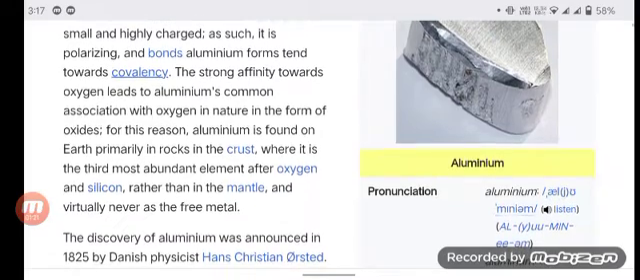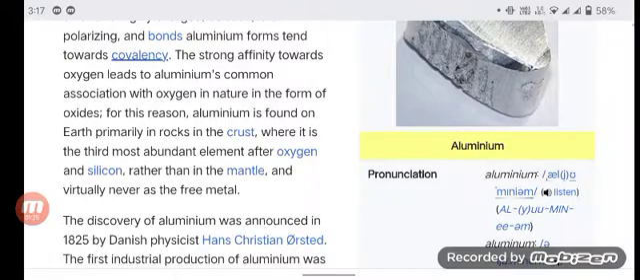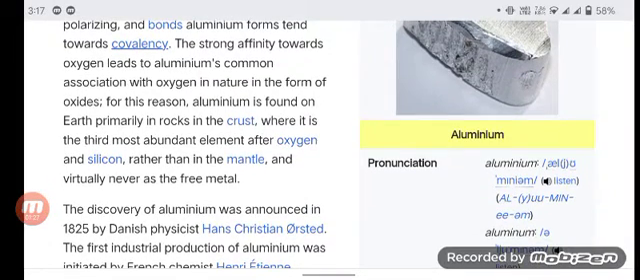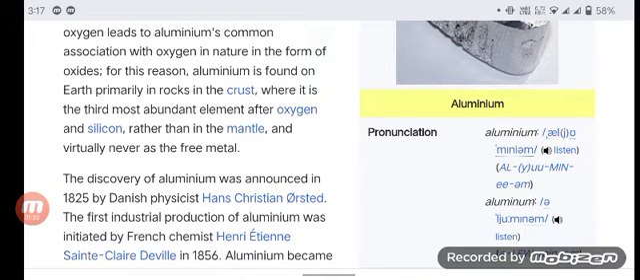For this reason, aluminium is found on Earth primarily in rocks in the crust, where it is the third most abundant element after oxygen and silicon, rather than in the mantle, and virtually never as the free metal.